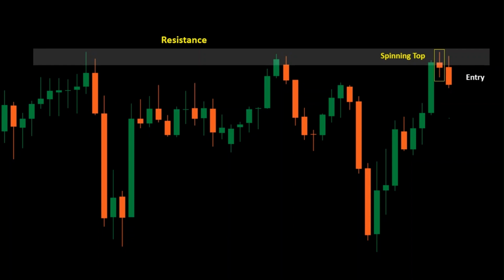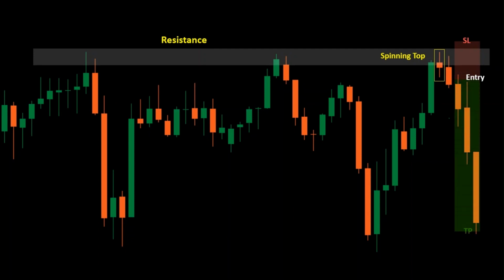We open a short position at the close of the bearish candle. Stop loss is placed just above the high of the spinning top. Take profit is set at the next key support level, aligning with the expected downward move. This setup combines candlestick confirmation with structure-based trading for a more reliable decision-making process.